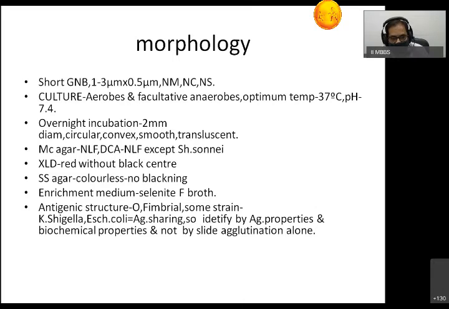On DCA, deoxycholate citrate agar, it is a non-lactose fermenting colony, except for one species, Shigella sonnei, which shows a pink color if incubated for a prolonged time. So it is a late lactose fermenter. On XLD medium, you get a red colony without a black center. Salmonella-Shigella agar gives a colorless colony with no blackening. Enrichment media like selenite F broth can be used for enrichment of fecal samples, and subcultures have to be done later.